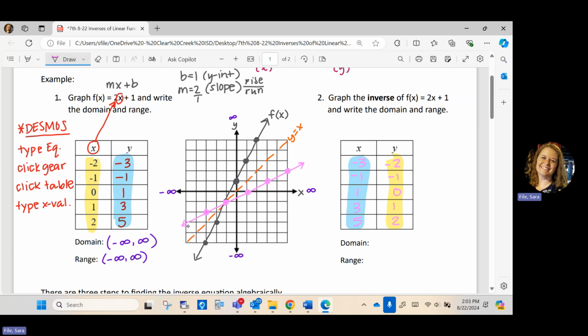So the way that we indicate inverse with function notation or with any notation is a little -1 exponent or power. So instead of just f of x, I'm going to write this as f to the little -1 up there of x. And that is read f inverse of x. So this is the original function in gray. This is the inverse function in pink.